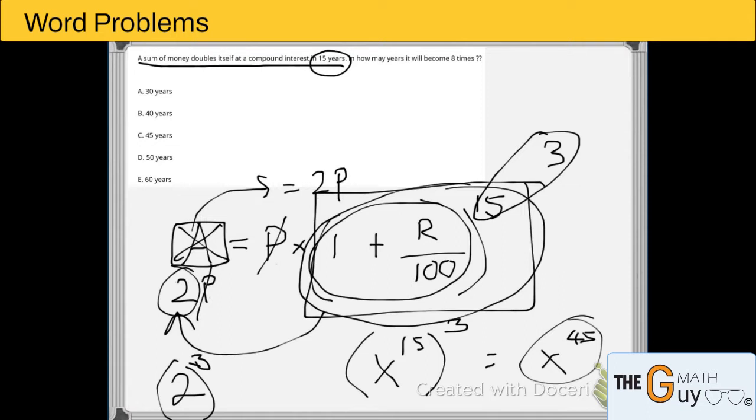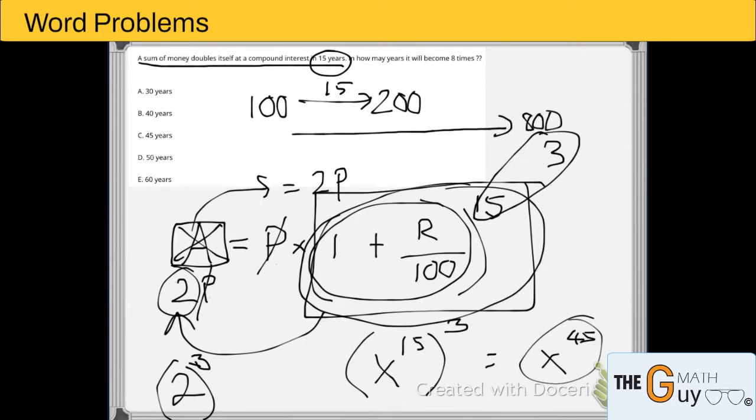out of these 45 years it was supposed to take. So if we started at $100, okay, it took 15 years to get to $200. We wanted to get to 8 times, $800. The question is, from this point where we are at now, how much more time will it take? The total was 45, out of which 15 years have passed, so we'll need 30 more years, so this should be A.